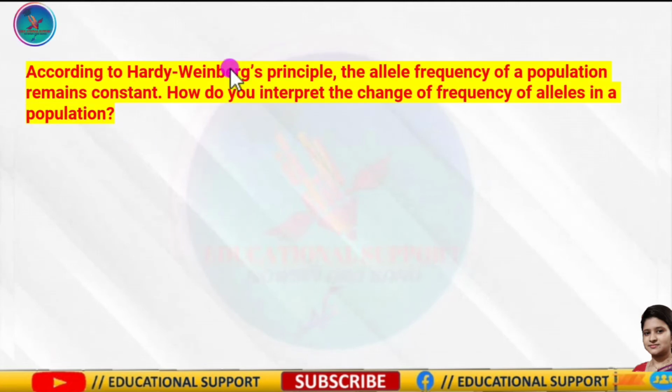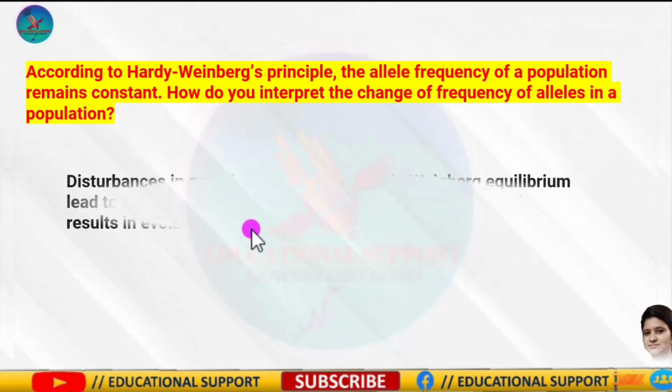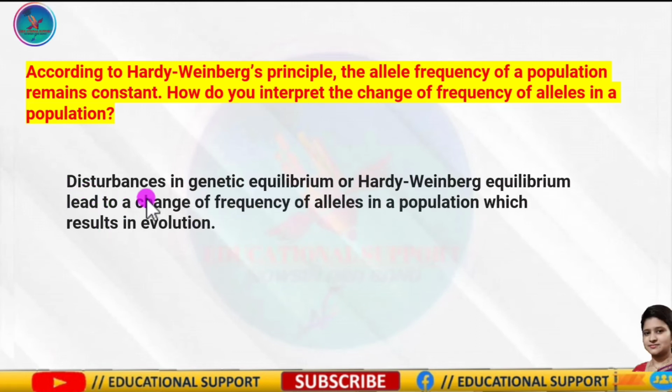According to the Hardy-Weinberg principle, the allele frequency of a population remains constant. So how do you interpret a change in the frequency of alleles in a population? The answer is that disturbances in genetic equilibrium, or the Hardy-Weinberg equilibrium, lead to a change in the frequency of alleles in a population, which results in evolution.